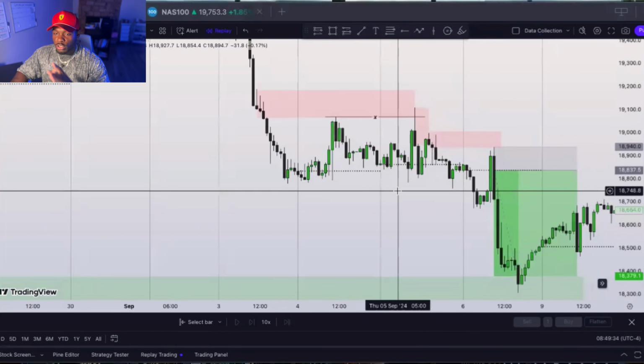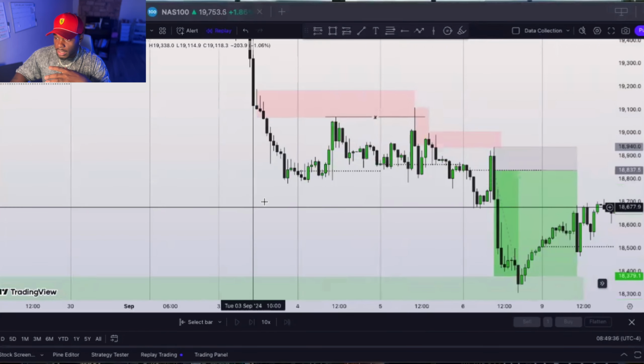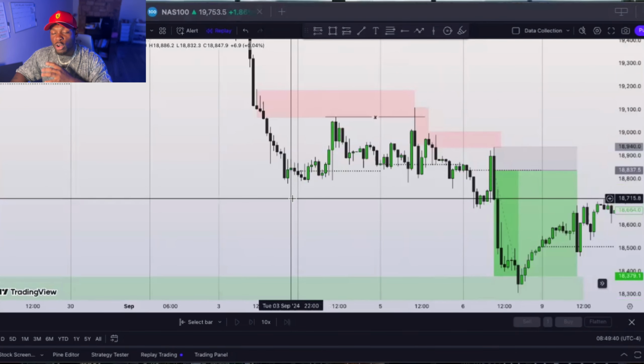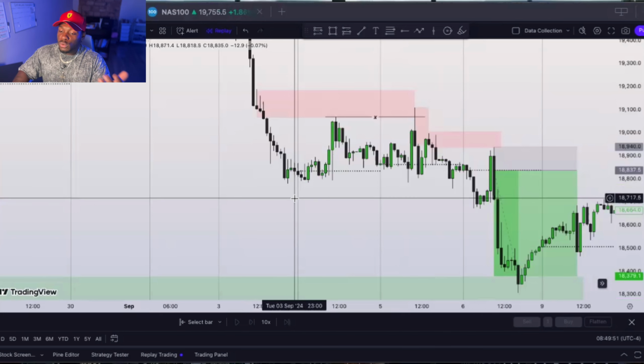So if you don't know, I already broke down this trade right here on my channel, but this trade was beautiful because I always tell you guys I look for three things: sweep of liquidity, break of supply and demand, and I look at time. And I want time to align because the session is the most important thing to me. 7 to 10 a.m. Central Standard Time is what I look for.